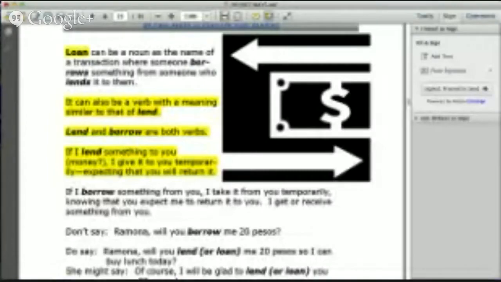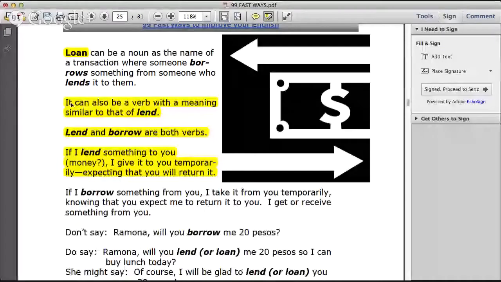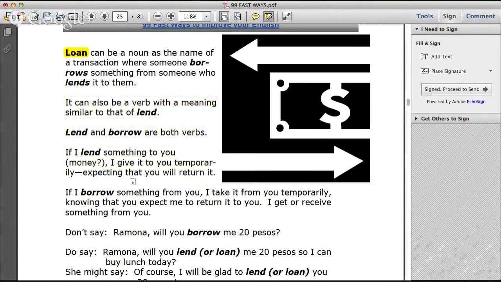Let's go to Oksana. Oksana, let me have you read the highlighted portion, please. It can also be a verb with a meaning similar to that of lend. Lend and borrow are both verbs. If I lend something to you, money, I give it to you temporarily, expecting that you will return it.